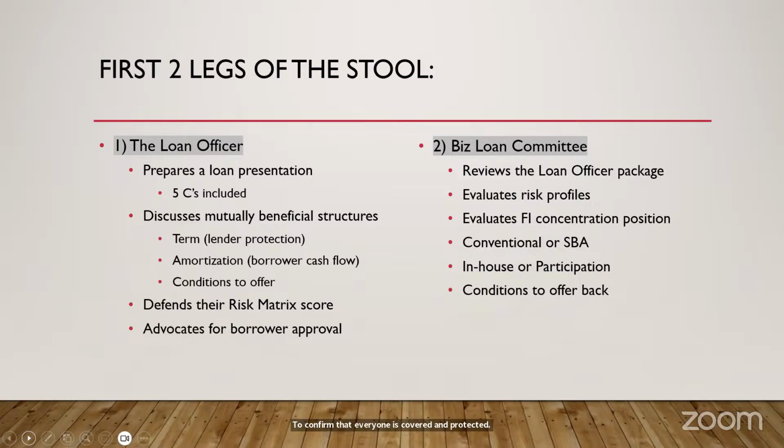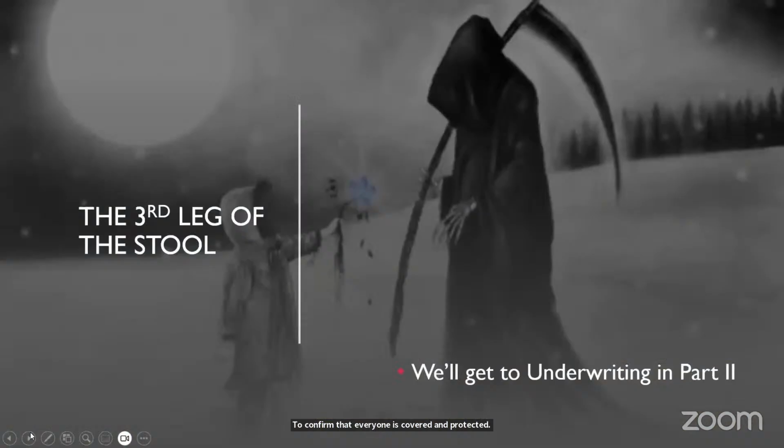We can go to the next slide to review the third leg of the stool. The third leg of the stool, which we'll discuss more in part 2, is the underwriting piece. I like to show this picture of underwriting as the Grim Reaper, because they're sometimes known as the dream killer. I agree with it to an extent, but as an underwriter, we want to protect not only the business, but also the financial institution.